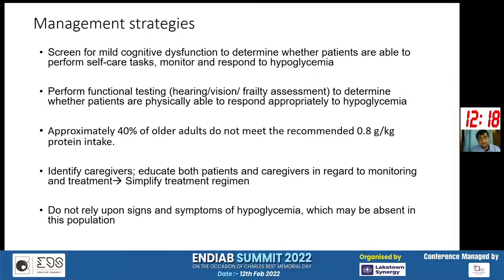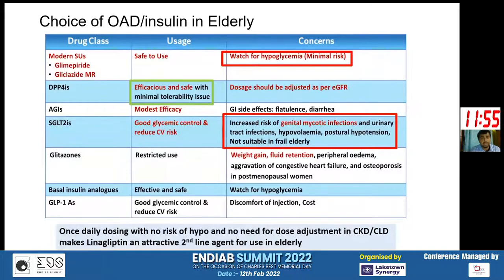And coming to the hypoglycemia rates, as I have already said, those patients may not have an adrenergic response to hypoglycemia. They may not show those autonomic symptoms, like in elderly diabetics, unlike in young diabetics. So we should not rely upon signs and symptoms of hypoglycemia, which may be absent in this population. Coming to the choice of agents in elderly, sulfonylureas are very notorious for hypoglycemia. So we have to watch out for hypoglycemia.